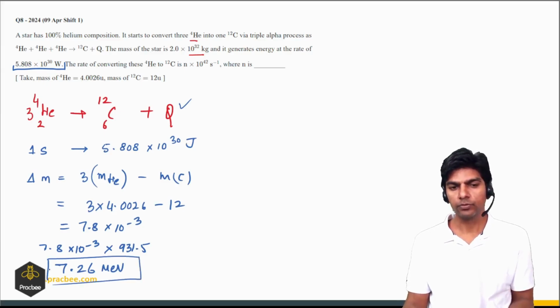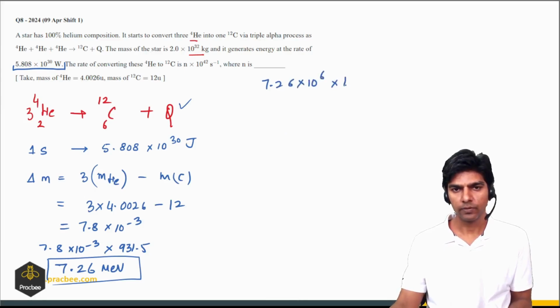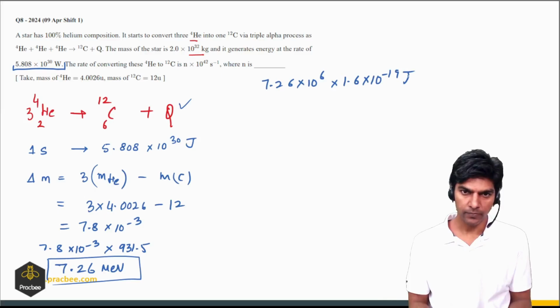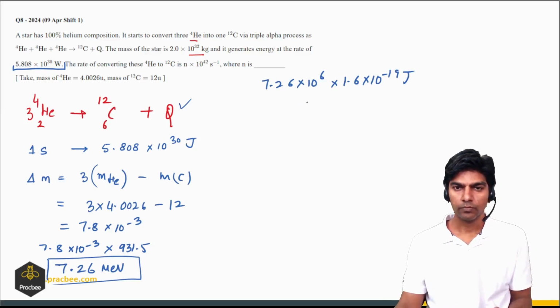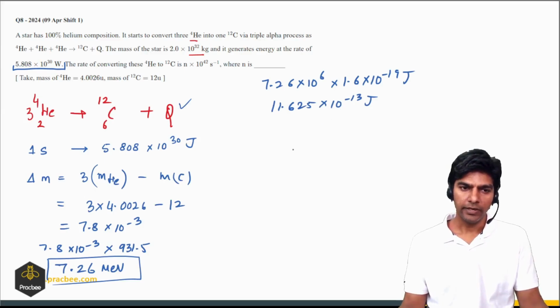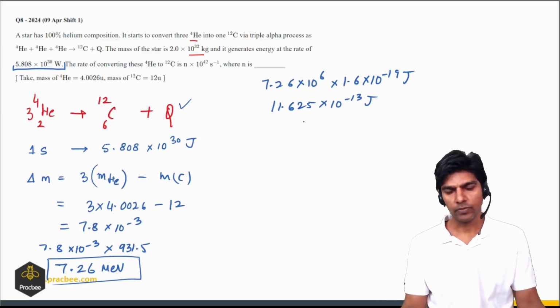So we're getting 7.26 mega electron volt of energy in one reaction, and we can convert this energy into SI units. So 7.26 times 10 raised to power 6 times 1.6 into 10 raised to power minus 19 joules. So that much energy is produced in one reaction. That will be 11.625 times 10 raised to power minus 13 joules. Now from this we can find the number of reactions happening in 1 second.